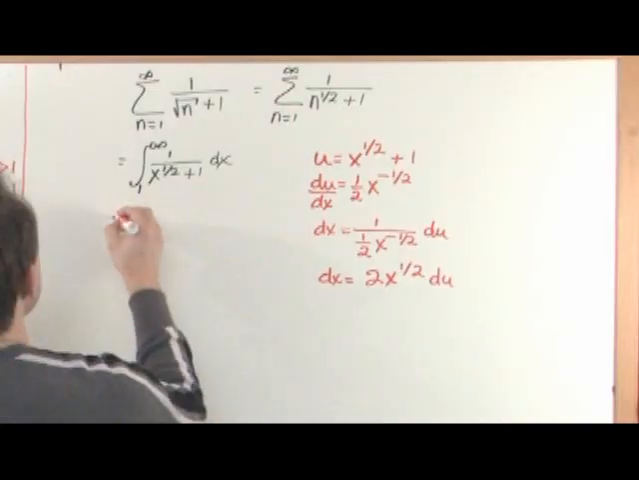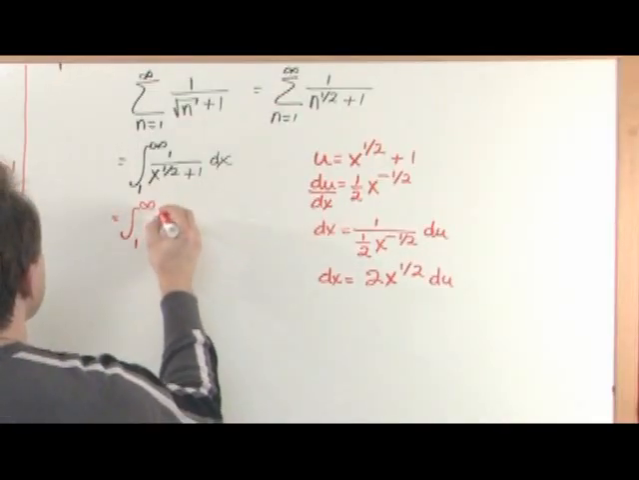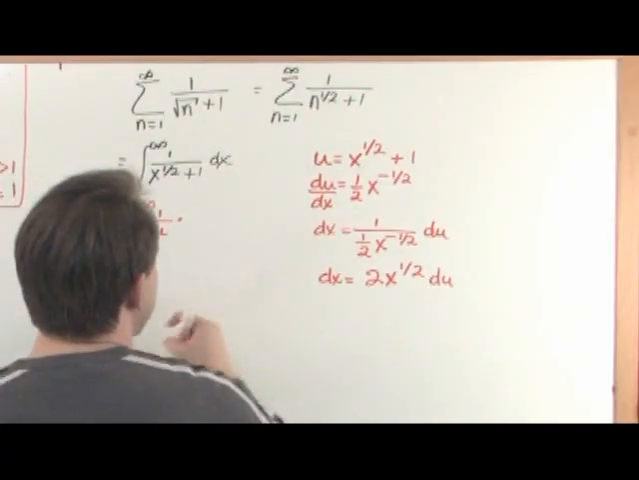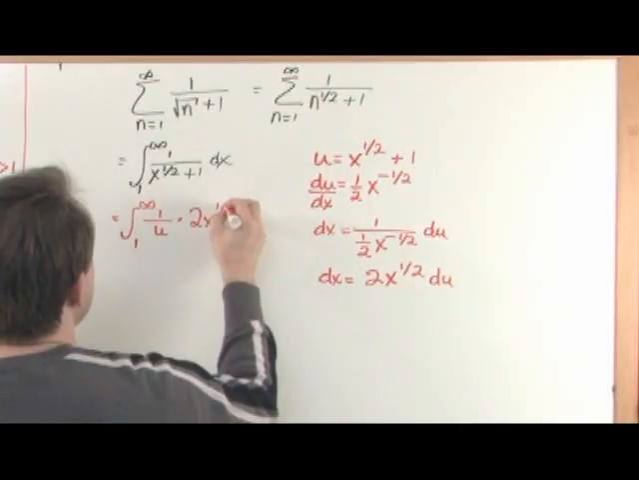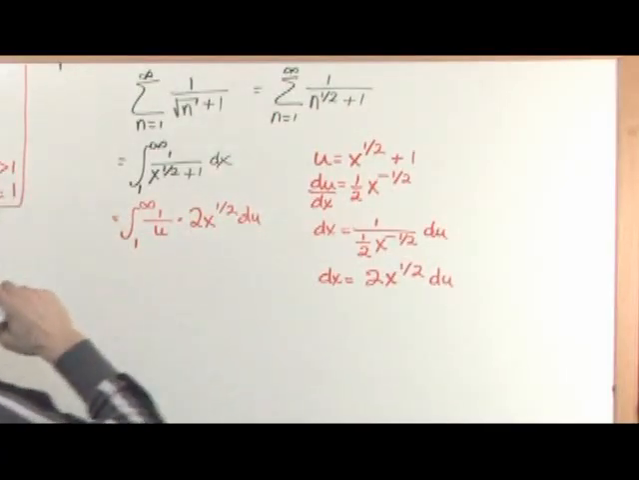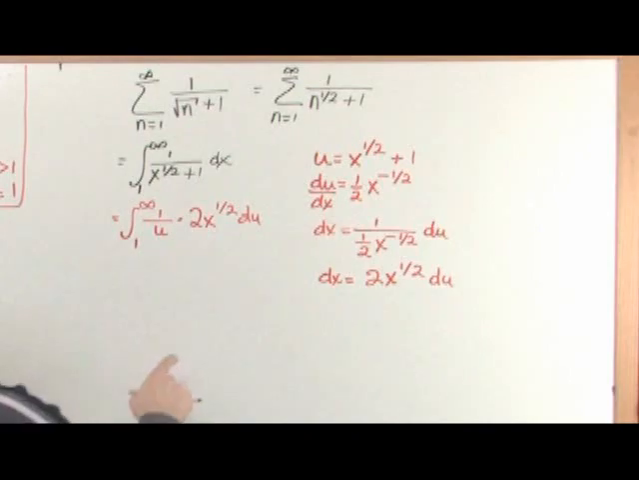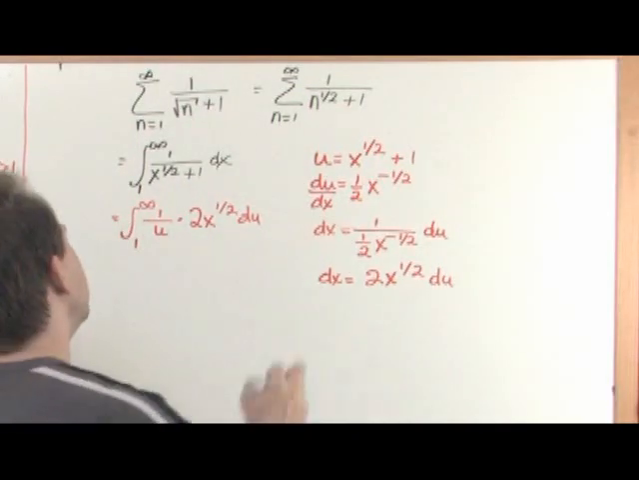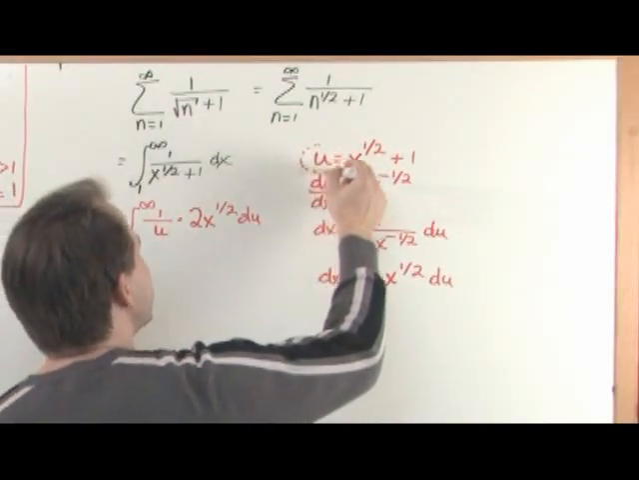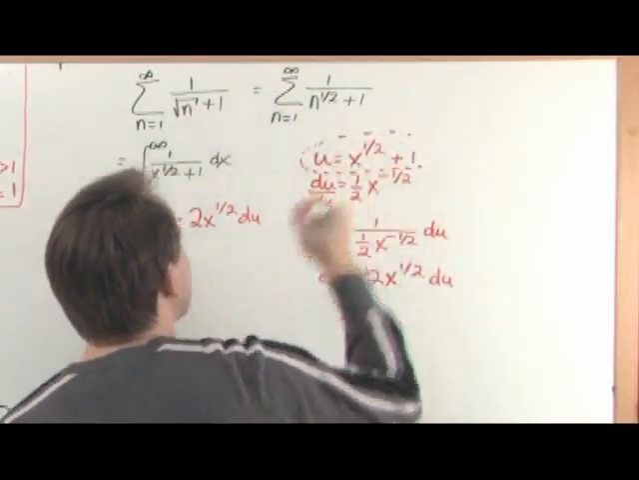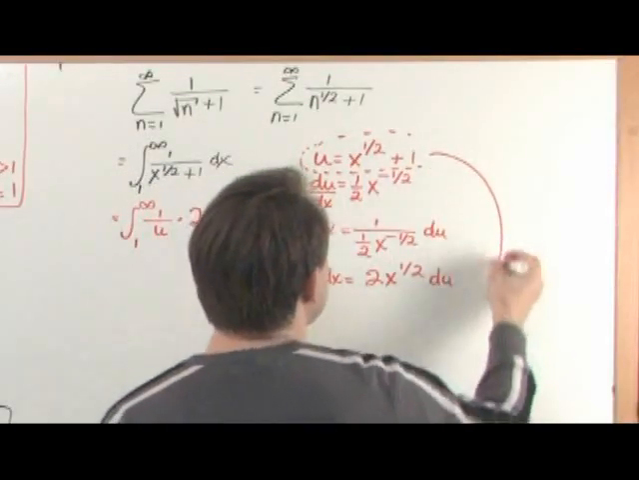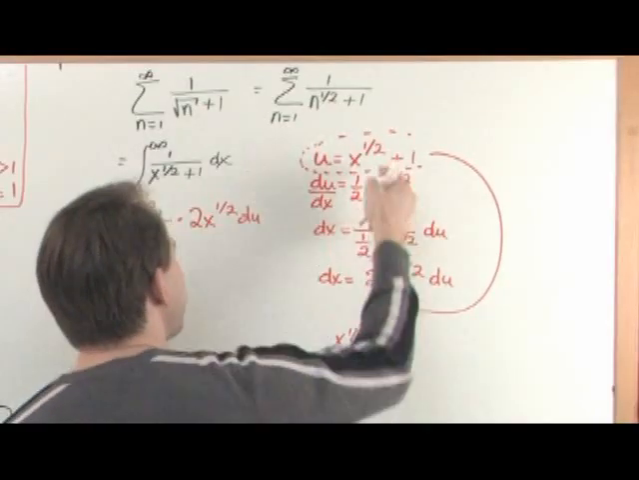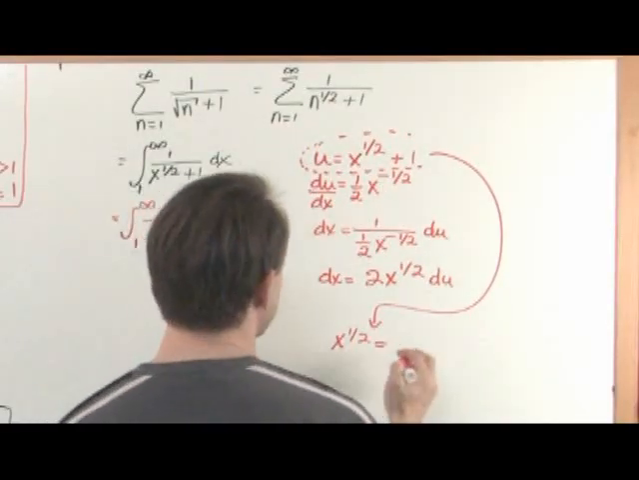So let's go ahead and try this substitution. Integral from 1 to infinity of 1 over u times dx, but dx is 2x to the 1/2 du. Well, you might look at this and say I'm stuck because I ended up with x to the 1/2 here, and there's nothing to cancel it with. But look here, the definition of u is x to the 1/2 plus 1. So if I solve for x to the 1/2, with my self-consistent definition of u, it is equal to u minus 1.